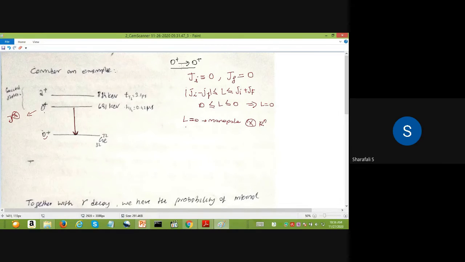So for 0 plus to 0 plus transitions, we do not have an L value which is higher than 0, or the L value in such a transition will always be 0. So in that kind of case, we will not have any electromagnetic radiation.